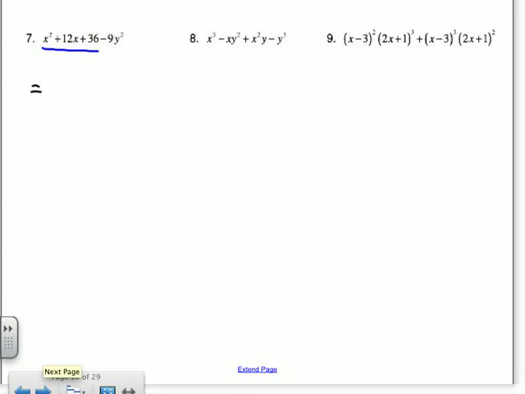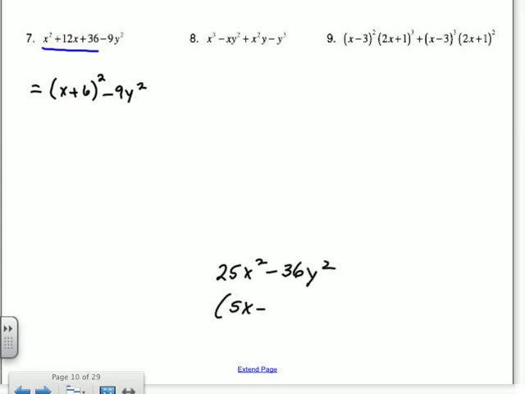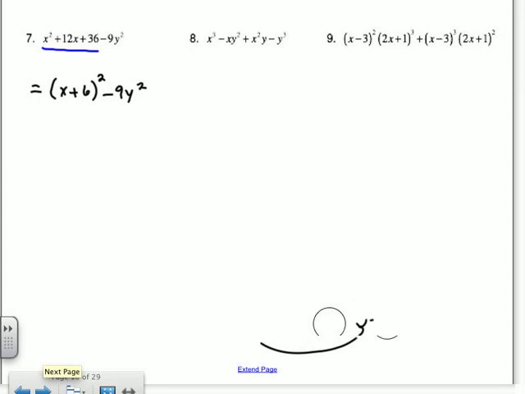So see the x squared plus 12x plus 36, that's the perfect square trinomial. So just that part right there is x plus 6 times itself. So it's x plus 6 squared minus 9y squared. So now it's the difference of two squares. So you guys know the difference of two squares. Like if I had 25x squared minus 36y squared, it's just going to be 5x plus 6y times 5x minus 6y. That's why it doesn't have a middle term here. That's why it's only two terms, because the outer and inner terms cancel.